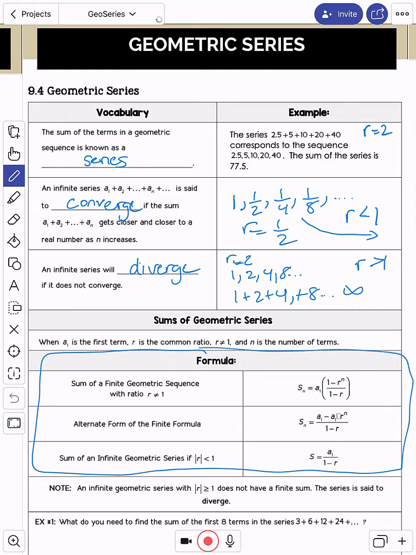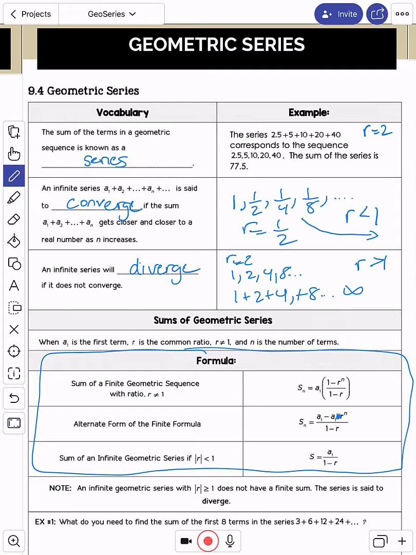If we have a finite geometric sequence, then its series, or its sum to the nth term with ratio R, is going to be the first term A1 times 1 minus R to the n divided by 1 minus R. Another way of writing it is down here, so S sub n is equal to A1 minus A1 times R to the n over 1 minus R. And it's actually just simplifying it.